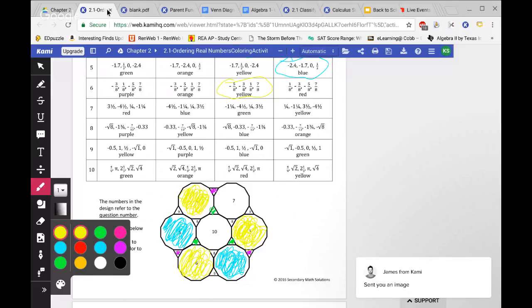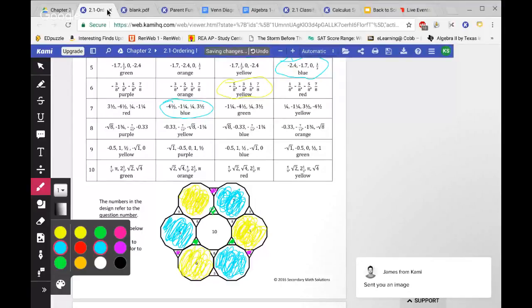What is smaller between 1/4 and 3.5? 1/4. Right. So the one that's in the correct order here is blue. Right here. So anywhere there's a 7, you'll color it blue.